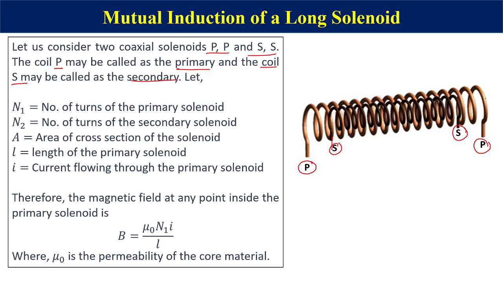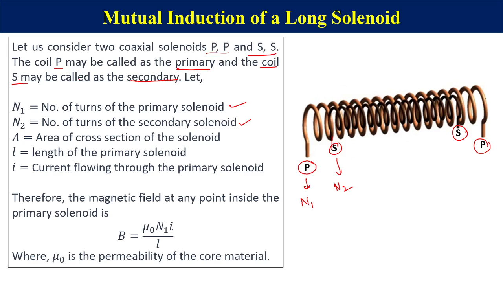Alright. So let N1 be the number of turns of the primary solenoid and N2 the number of turns of the secondary solenoid. That means this particular solenoid has N1 turns, and this solenoid has N2 turns. It is not necessary that N1 and N2 be equal. They may be different, rather N2 may be less than N1. So some kind of a relationship is there. I mean, N1 and N2 are different entities.